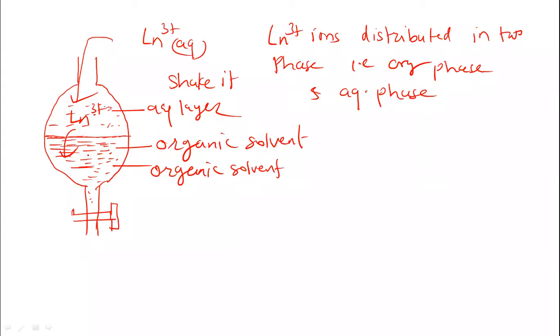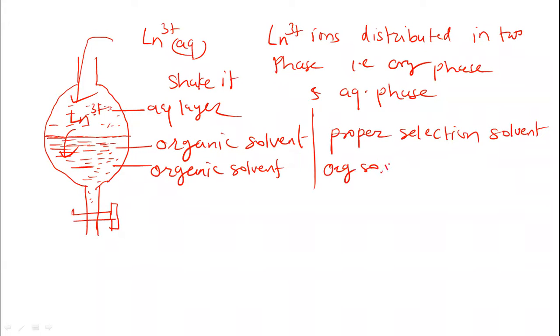But in the solvent extraction method, proper selection of the solvent is very important. Particularly in the solvent extraction method, the organic solvent plays a very important role. The organic solvent which is used here in the separation of the lanthanone is tributyl phosphate, TBP.